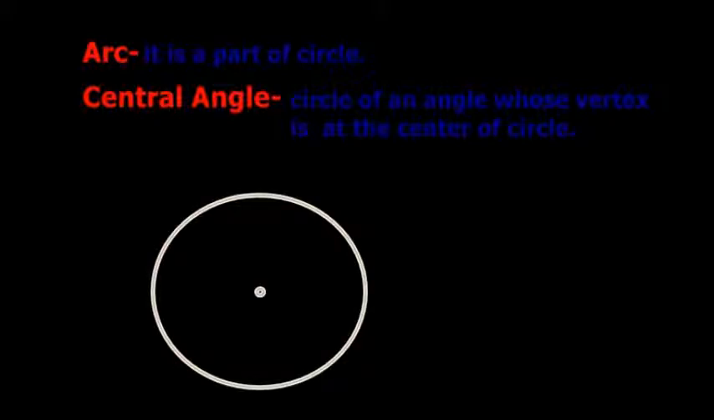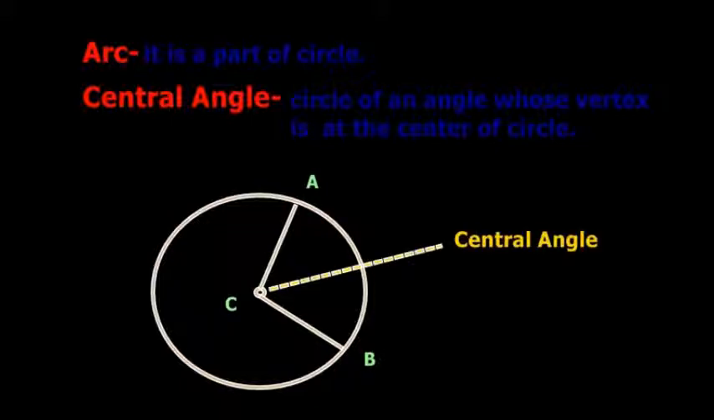1. Central angles. Arc. It is a part of a circle. Central angle. An angle whose vertex is at the center of the circle. In the figure, arc AB is the arc while C serves as the central angle.